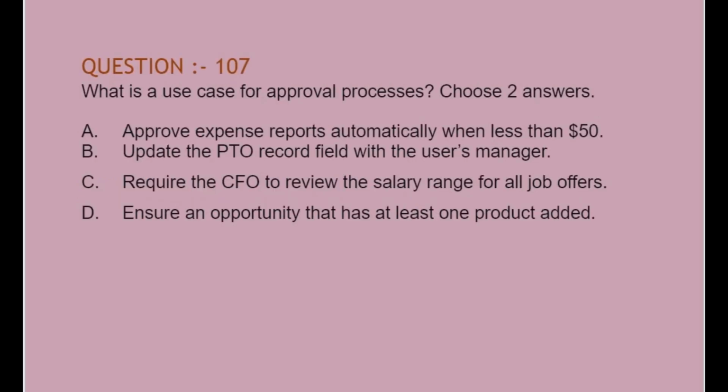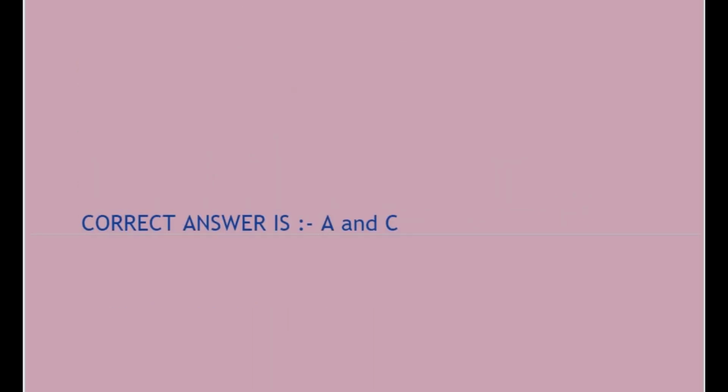Question is what is the use case for approval processes? Choose two options. Option A approve expense reports automatically when less than $50. Option B update the PTO record field with the user's manager. Option C require the CFO to review the salary range for all job offers. Option D ensure an opportunity has at least one product added. Correct answer is option A and option C.